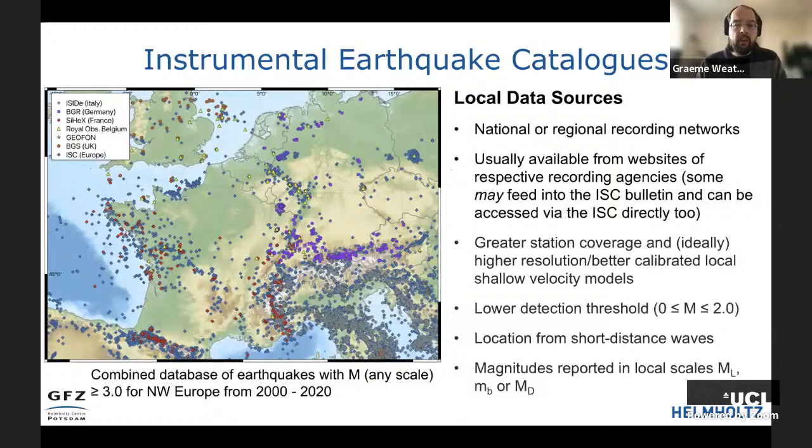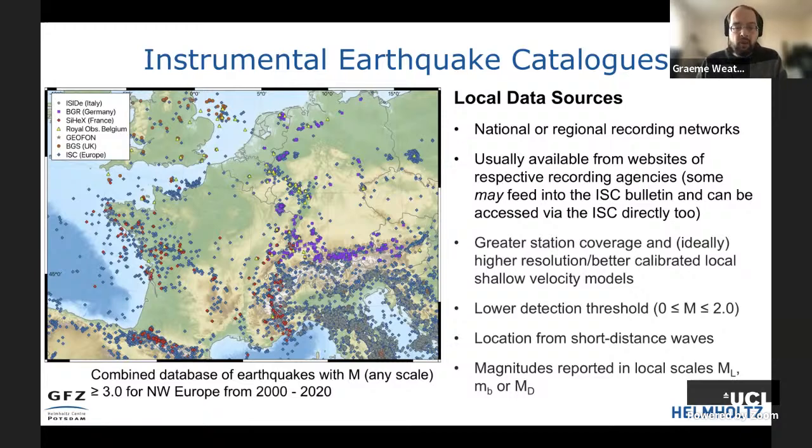But in addition to global earthquake catalogues, we also have local data sources. So there are national or regional recording networks, and data is usually available from the websites of these respective recording agencies in each country. Some of them do feed into the ISC bulletin, and so they might be accessed directly via the ISC too. They usually rely on better station coverage, so you should have a high density of sensors and therefore a higher resolution local shallow shear wave velocity model. So you should, in theory, potentially have higher accuracy locations, though that can obviously vary from network to network, and a lower detection threshold, so you can pick up smaller magnitudes than you might from teleseismic distances.